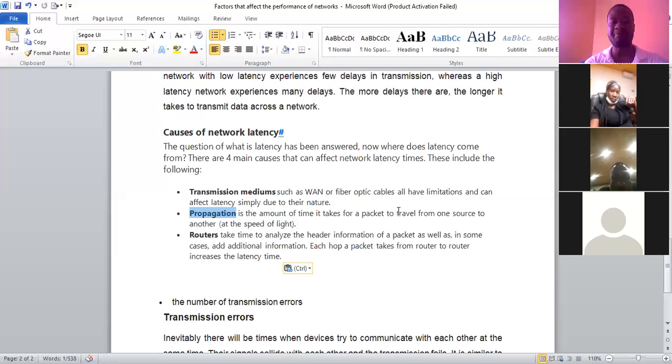But propagation is this whole process, the process when the packets travel to the destination. I mean that process of transferring data to the destination is propagation. No, then how different is it from latency? With latency, the time is taken into consideration.